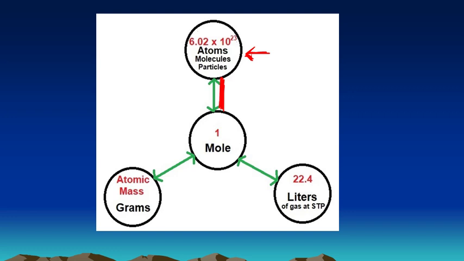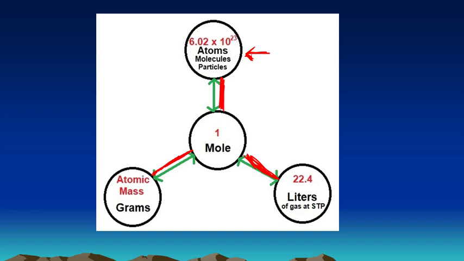Now, the second connection we learned about was how many liters there are in a mole of gas at STP. So that's this connection right here, 22.4. And then in the second video in this series, you saw how many grams are in a mole of any element. Basically, it's equal to its atomic mass, like I said. So if we connect all these things together, then we notice that it's possible to have two-step problems.